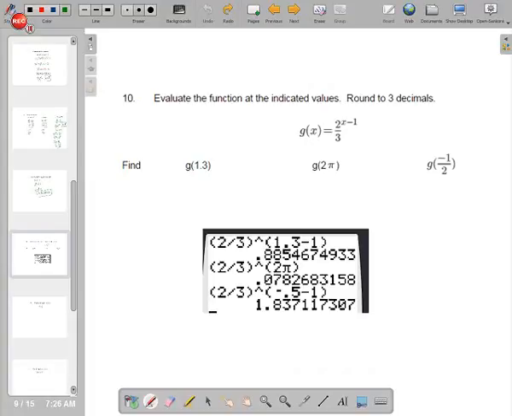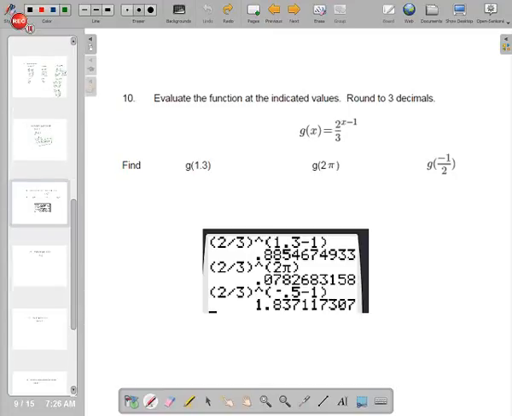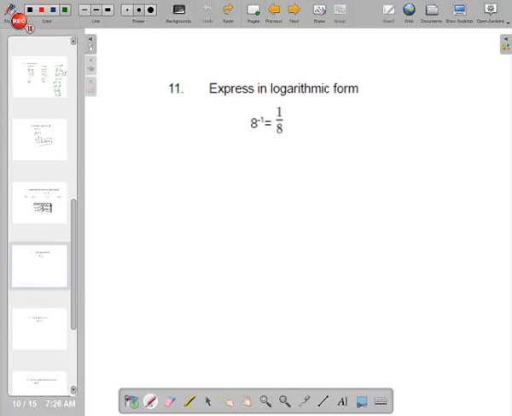Evaluate the function. Here I just give you 2/3 to the x minus 1. I just plugged them in. 2/3 to the 1.3 minus 1. So this one's 0.88. This guy is 0.078. This guy's 1.837. You're just plugging it in. Nothing fancy here. Just be careful with your order of operations, that you close your parentheses for your exponents and you put the 2/3 in parentheses, and this is easy.